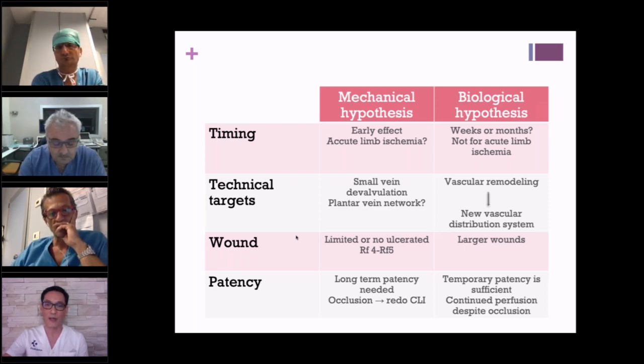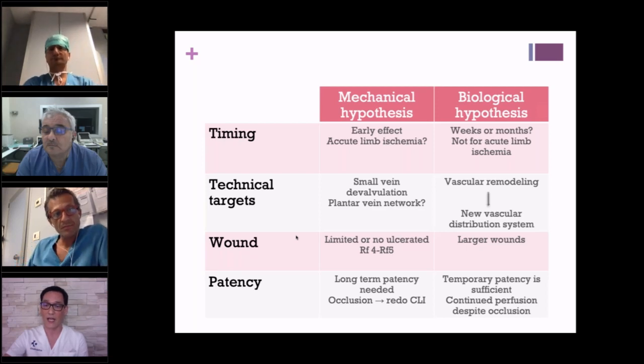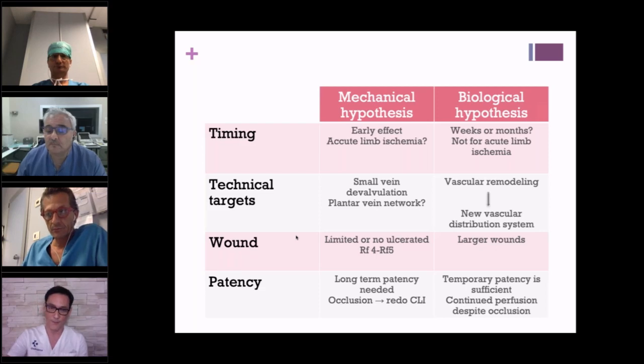The technical target for the mechanical mechanism is small vein devalvulation and increase in plantar vein network, whilst for the biological it would be vascular remodeling. The target wound would be rather 4 or 5 limited ulcers for the mechanical hypothesis, and the biological effect will help to heal larger wounds. And the key point is patency, because occlusion would entail a redo in CLTI in the mechanical effect, whilst, as we have already explained, continued perfusion is seen in the biological effect despite occlusion.